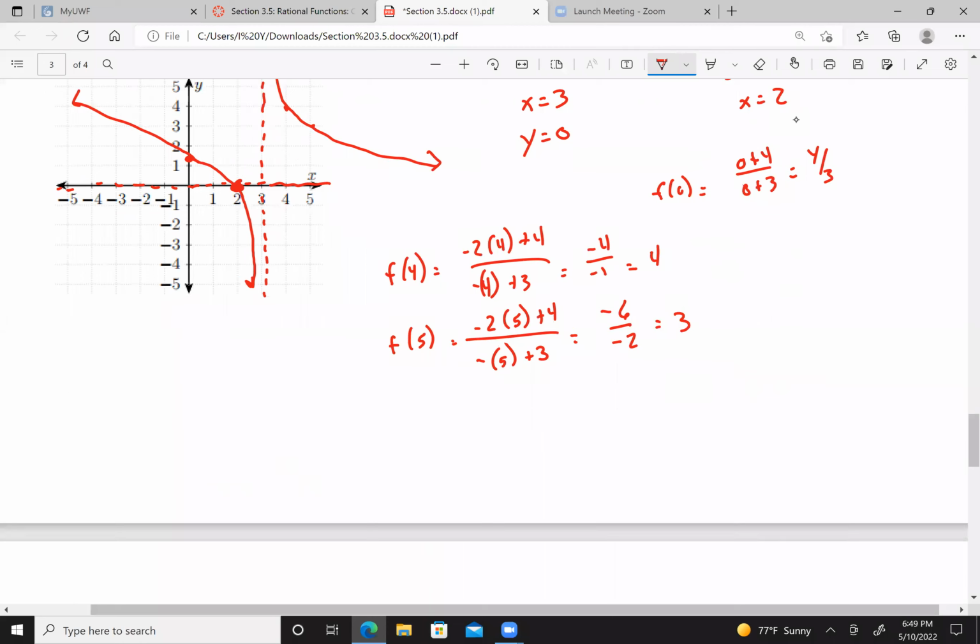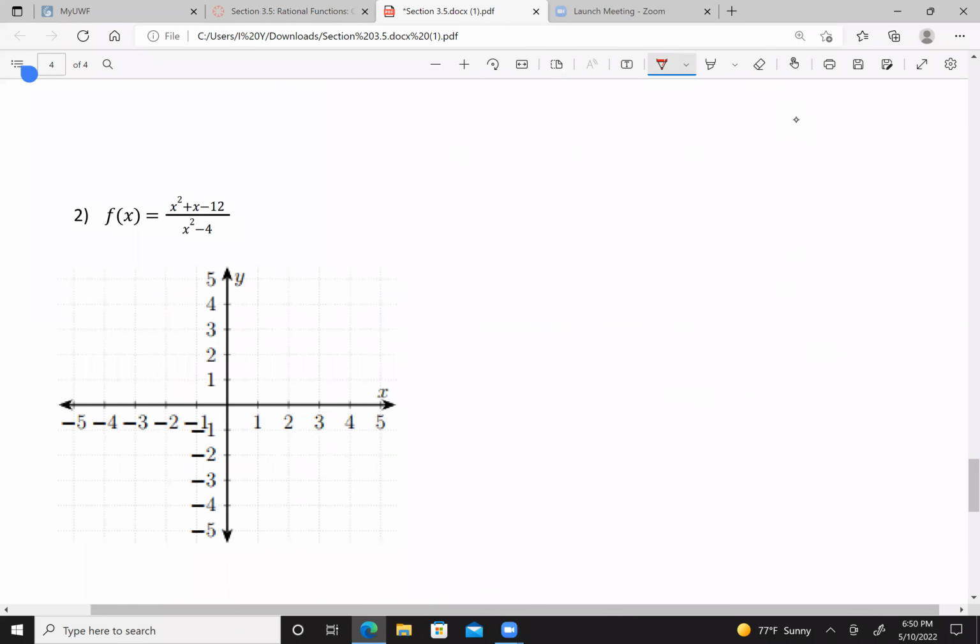Okay. Again, we have same degree, which means y equals 0 is our horizontal asymptote. We have x squared minus 4. x squared equals 4. x equals plus or minus 2 are our vertical asymptotes.